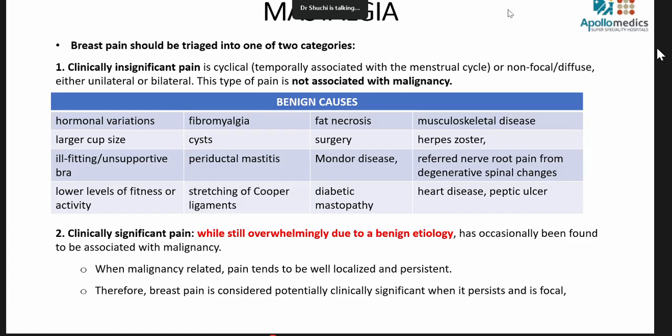Clinically significant pain, while still overwhelmingly due to a benign etiology, has occasionally been found to be associated with malignancy. Malignancy-related pain tends to be well localized and persistent. Therefore, breast pain is considered potentially clinically significant when it is persistent and focal.